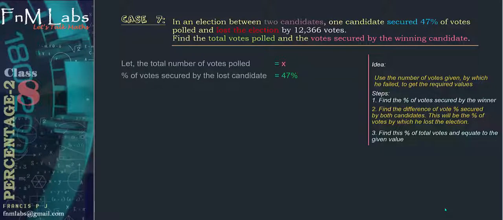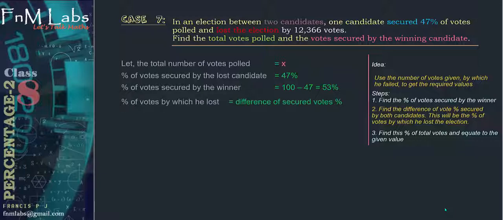Percentage of votes secured by the lost candidate is 47%. Therefore, percentage of votes secured by the winner is 100 minus 47, which is 53%. We know the total votes is 100%. Therefore, percentage of votes by which he lost will be the difference of secured vote percentages. The difference between 53 and 47, which is 6% of total votes.